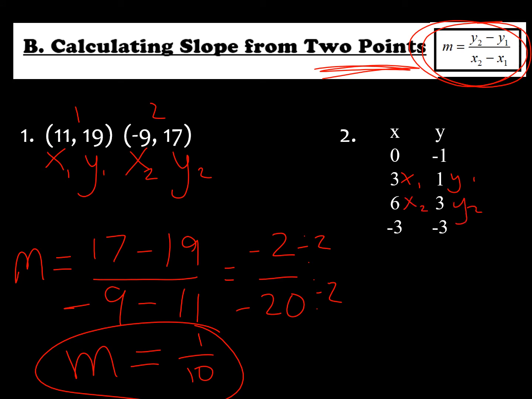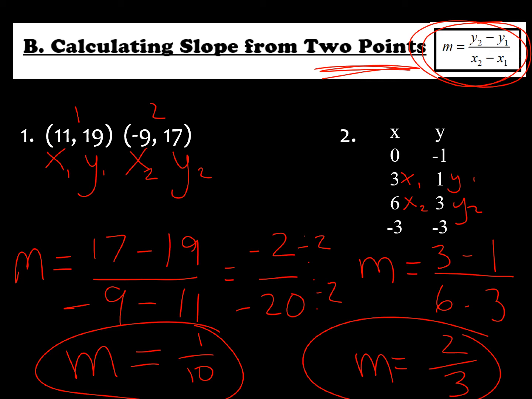And again, I'm just going to plug them into that formula. So m equals y2 was 3, minus y1 was 1, and then over x2 I said was 6, minus x1 is 3. So 3 minus 1 is 2, and then 6 minus 3 is 3. So the slope, and that can't be simplified, the slope between those 2 points is 2/3.